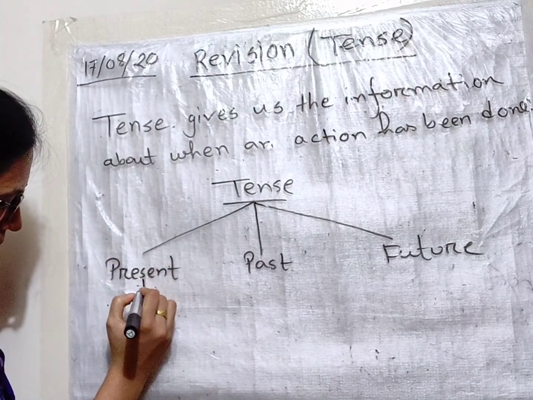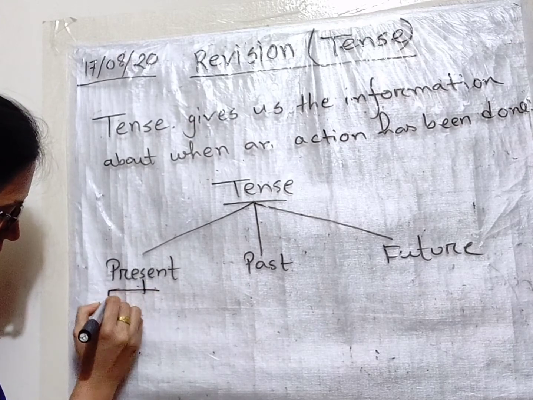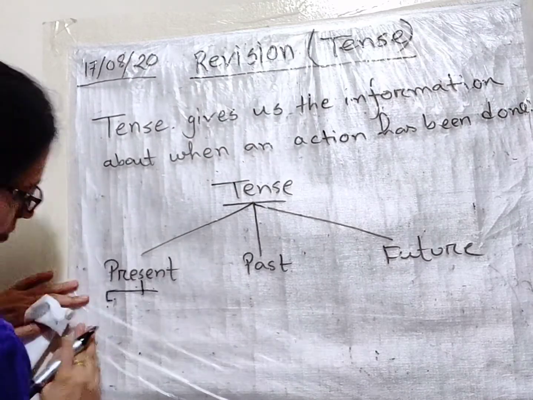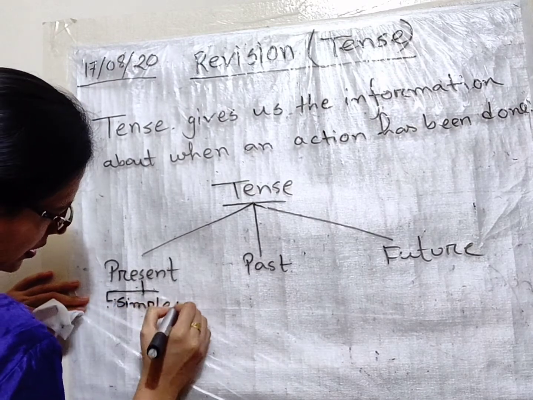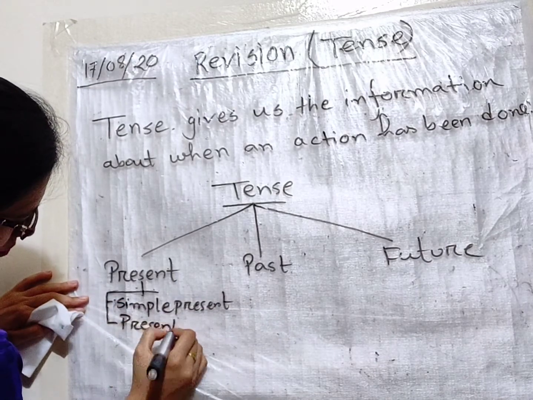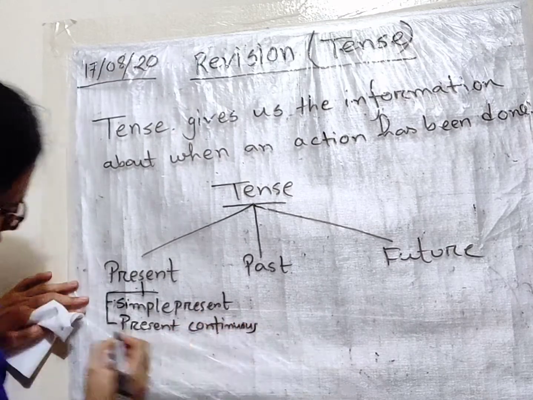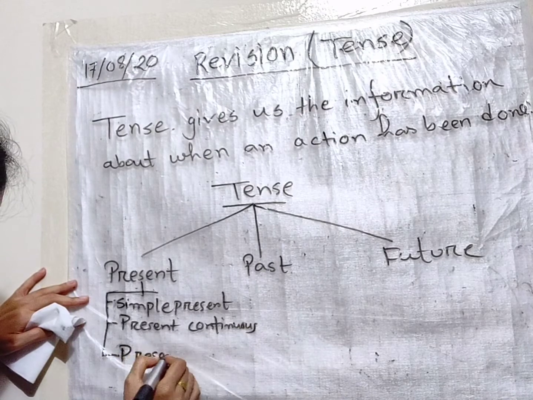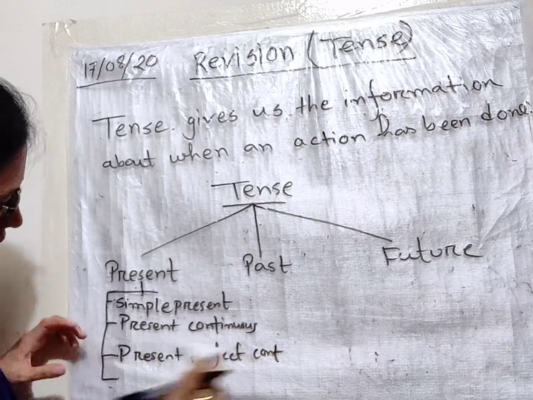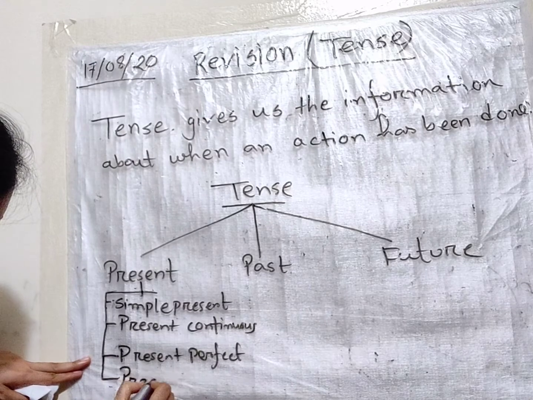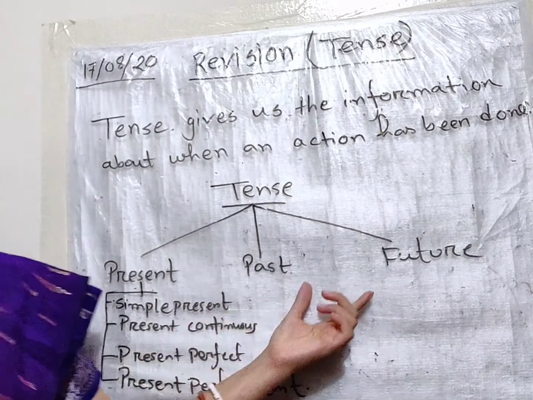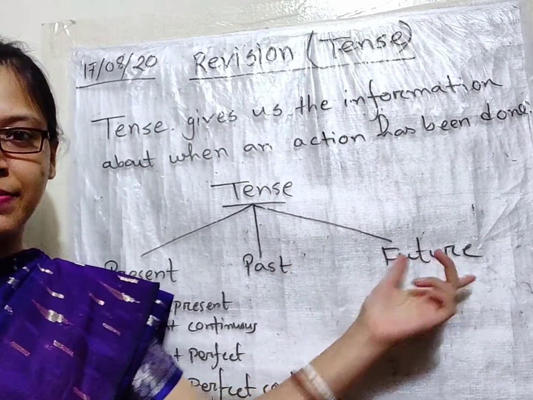These are simple present, present continuous, present perfect, and present perfect continuous. I'm not writing the other types of past and future tense because these all are the same.